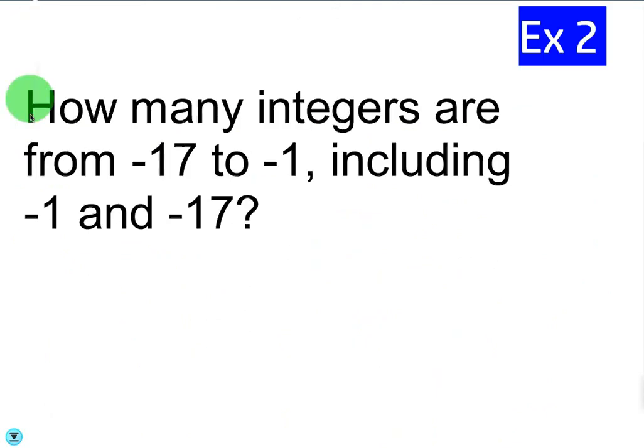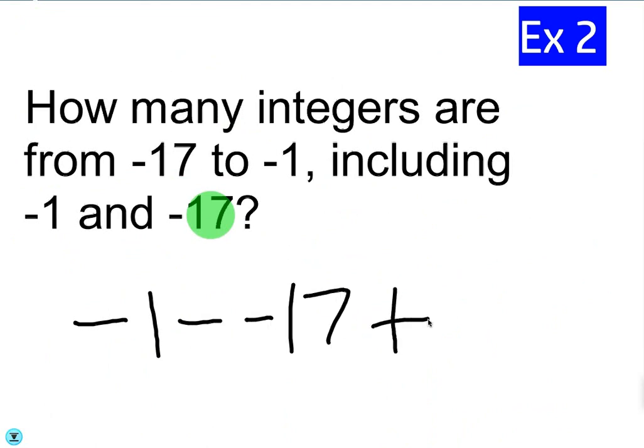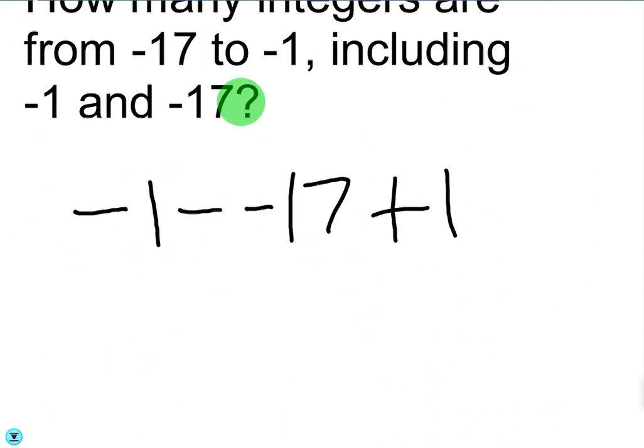Next example, how many integers are from -17 to -1, including both -17 and -1? So we're going to do the bigger minus the smaller. The bigger number is -1. It's closer to 0 than -17 is. We're going to subtract the smaller, -17, and then add 1 to that, because we're including both the numbers -1 and -17. So -1 minus -17 becomes -1 plus 17, and then we're going to add 1 to that.